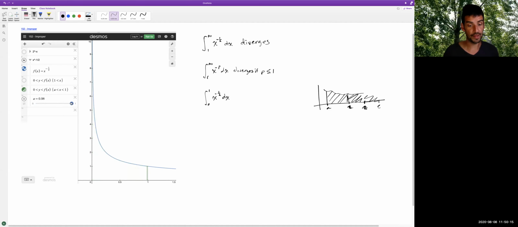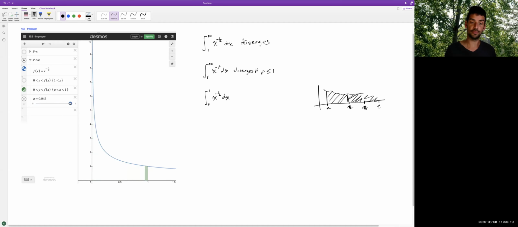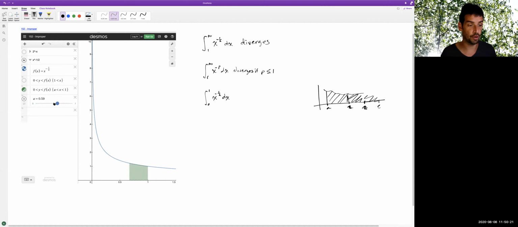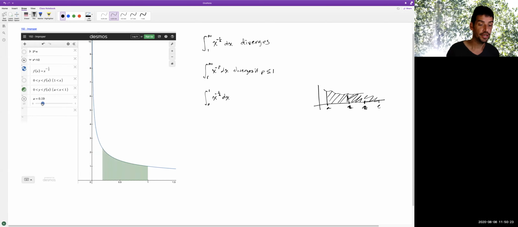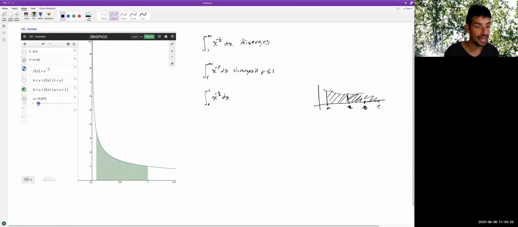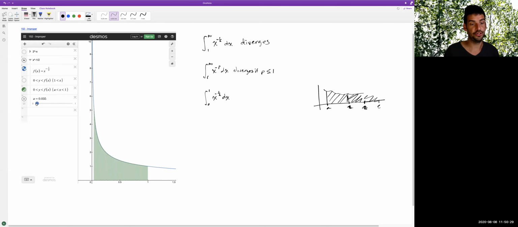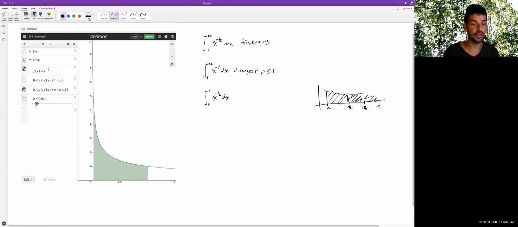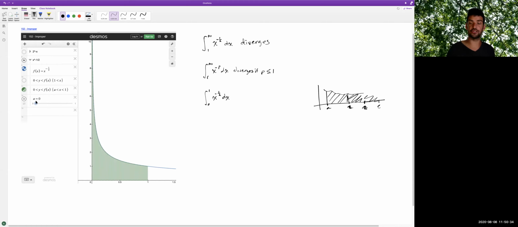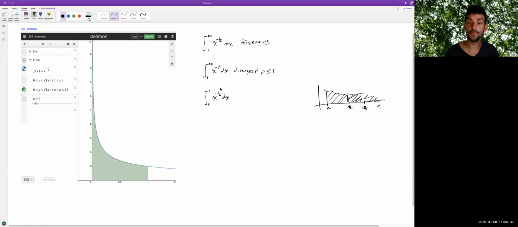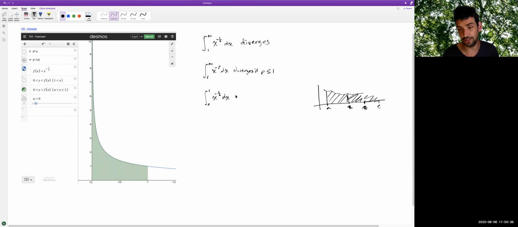In other words, what I'm imagining is I'm taking these areas between something a little less than 1 and 1, between 1/2 and 1, between something very close to 0 and 1. And as I get closer and closer to 0, do I start approaching a number, or does this area just get larger and larger and larger? So we're going to use a very similar idea here.